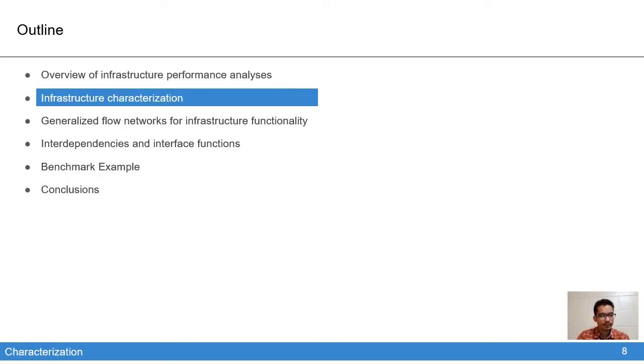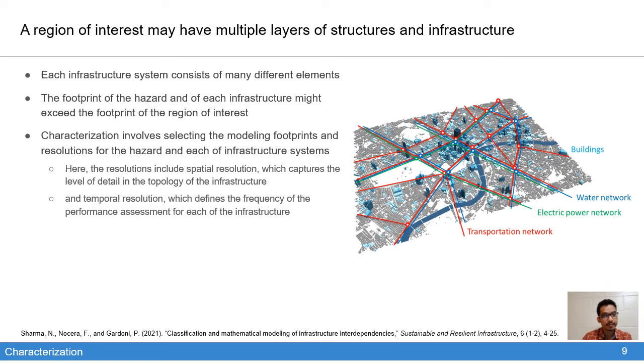We start with infrastructure characterization. A region of interest may have multiple layers of structures and infrastructure, where each infrastructure system consists of many different elements. Characterization involves selecting the modeling footprints and resolutions for the hazard and each of the systems. Here, resolution includes spatial resolution, which captures the level of detail in the topology, and temporal resolution, which defines the frequency of the performance assessment.